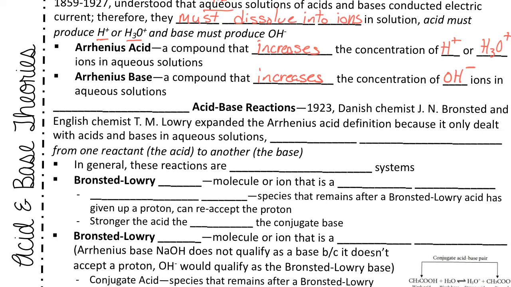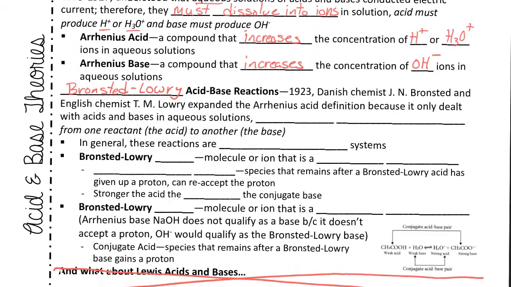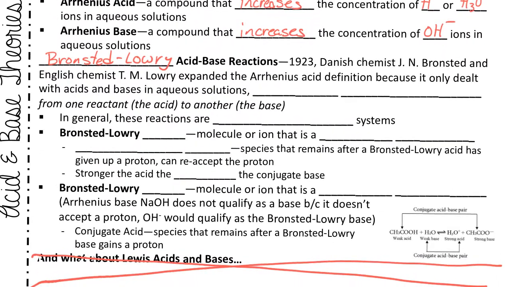Now, two other guys came along after that, and they were called Bronsted and Lowry. They had a slightly different idea. So they expanded this idea of an Arrhenius acid. Arrhenius acids and bases only dealt with those in an aqueous solution. Bronsted and Lowry expanded the definition to include things that were not dissolved in water.